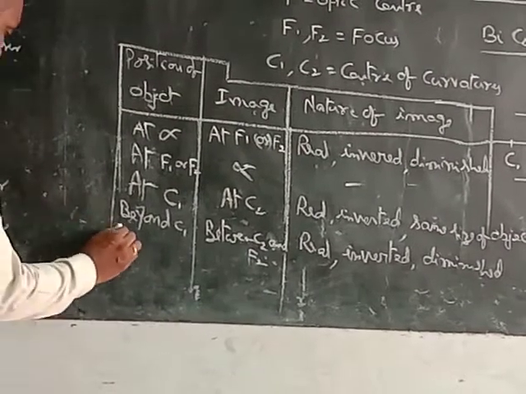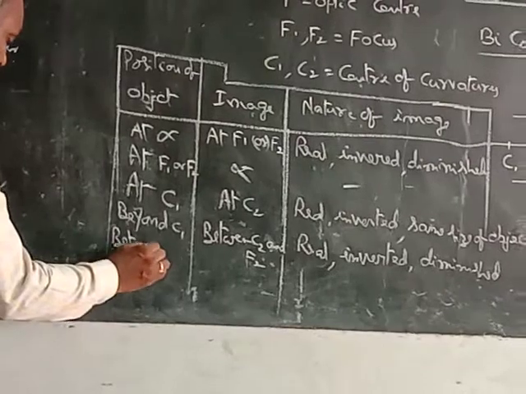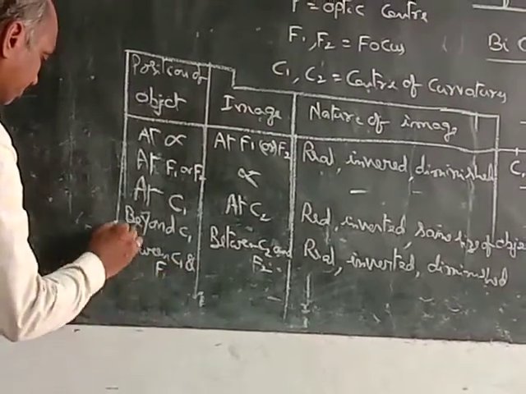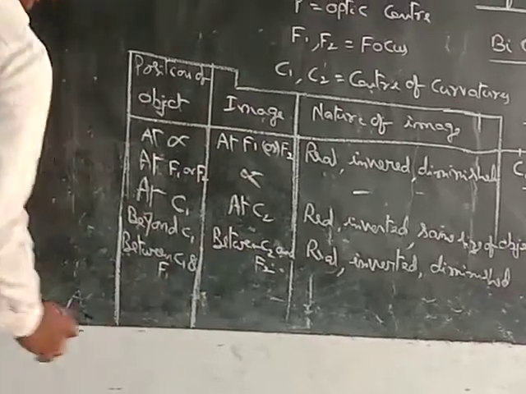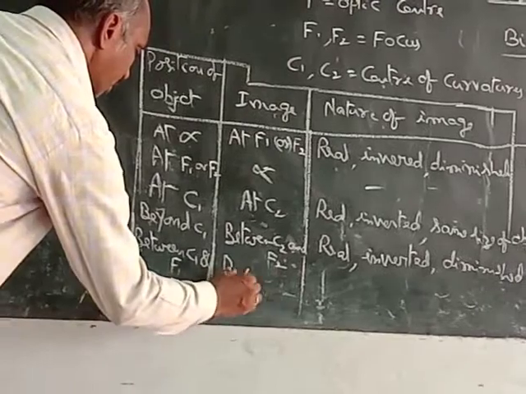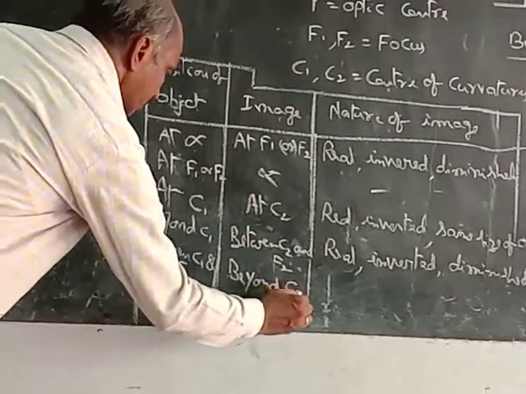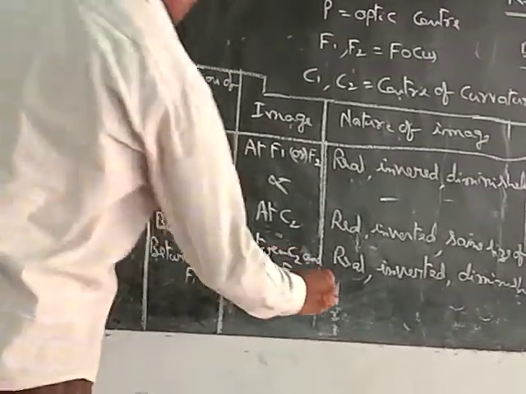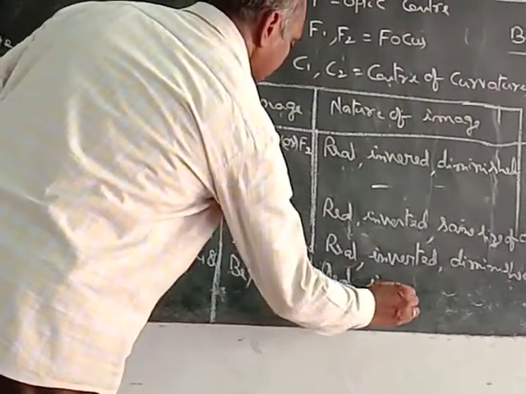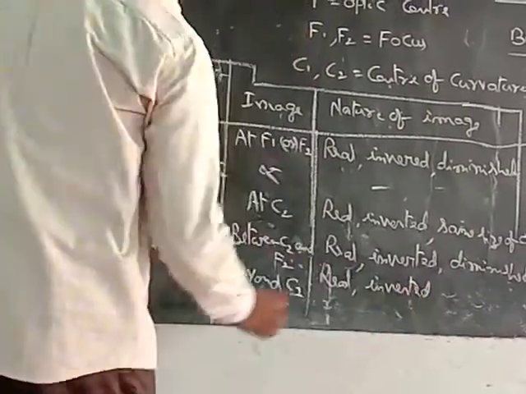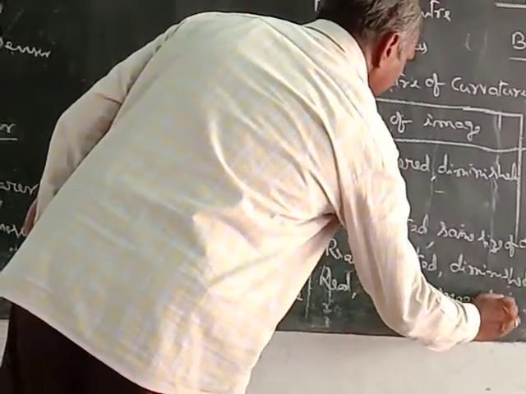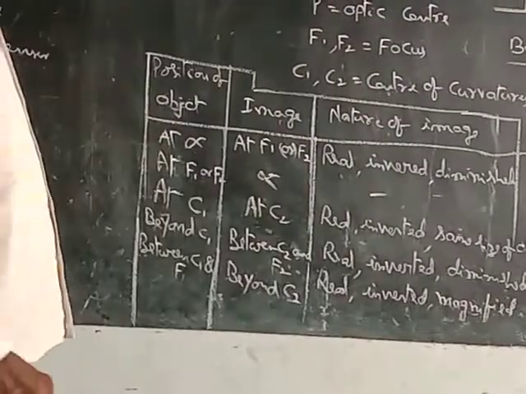Suppose between C1 and F1, image formed beyond C2. Real, inverted, magnified. Real, inverted and magnified.